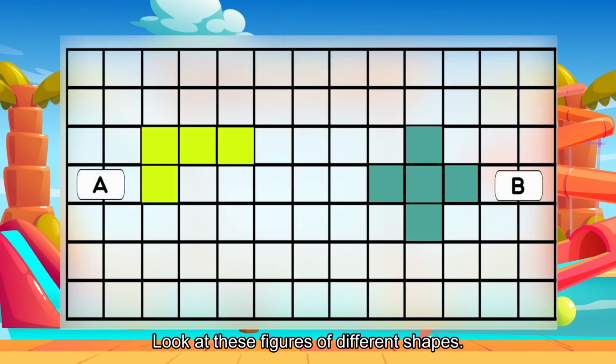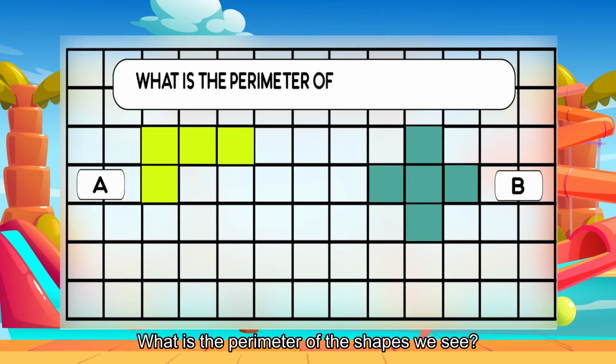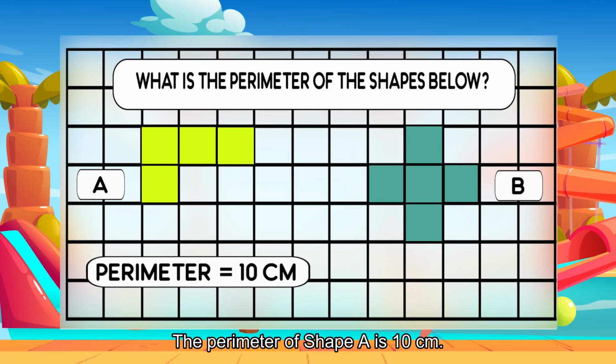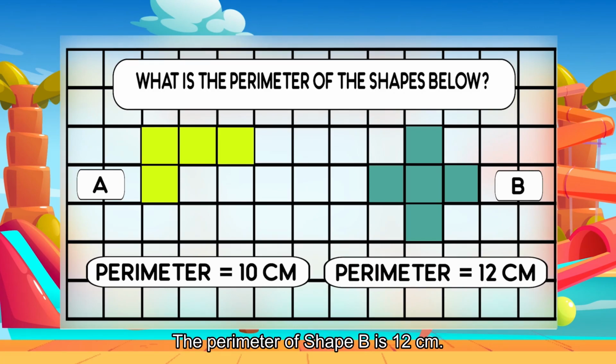Look at these figures of different shapes. What is the perimeter of the shapes we see? The perimeter of shape A is 10 centimeters. The perimeter of shape B is 12 centimeters.